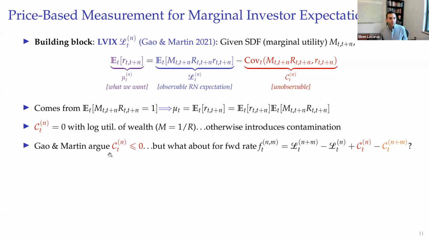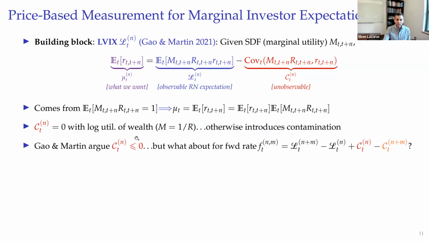So Gao and Martin's argument is if we want to measure something related to expected returns, there may be this unobservable component, but under most statistical or economic models, this unobservable risk premium term is going to be negative. And so the ELVIX accordingly will give us a lower bound, at least for the spot rate that we're interested in.